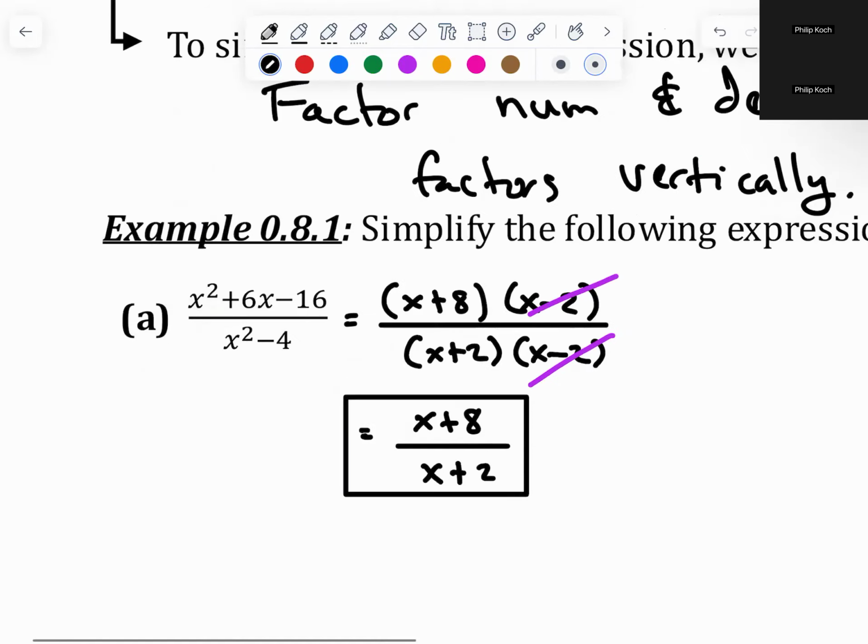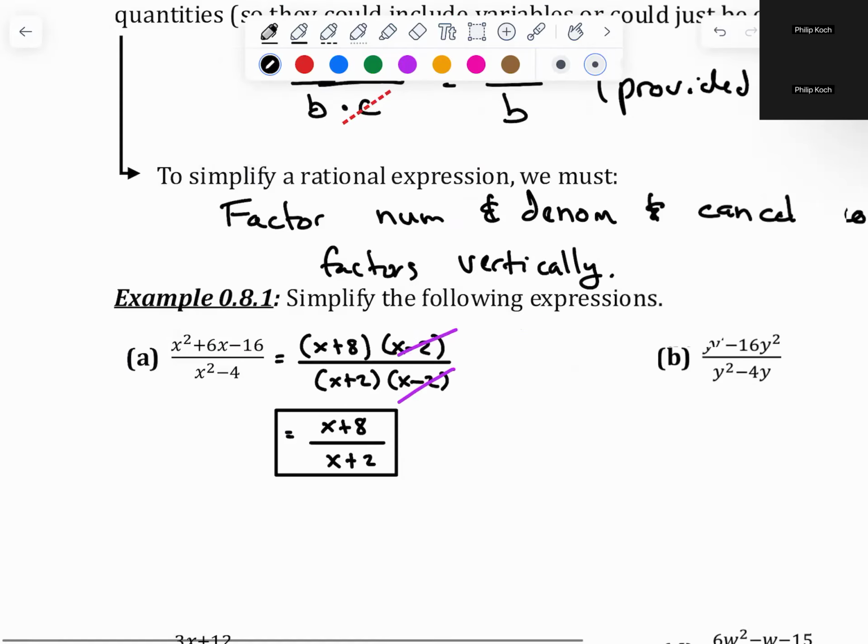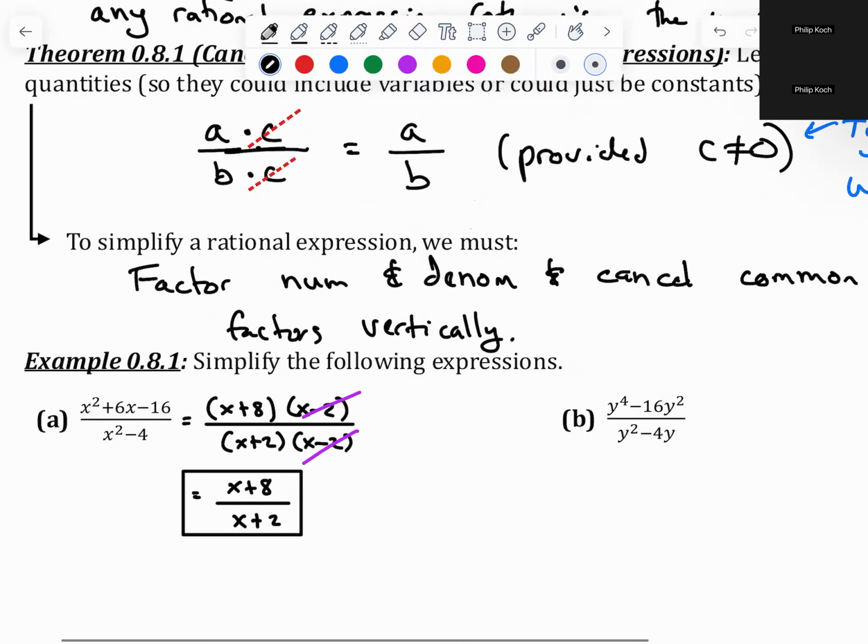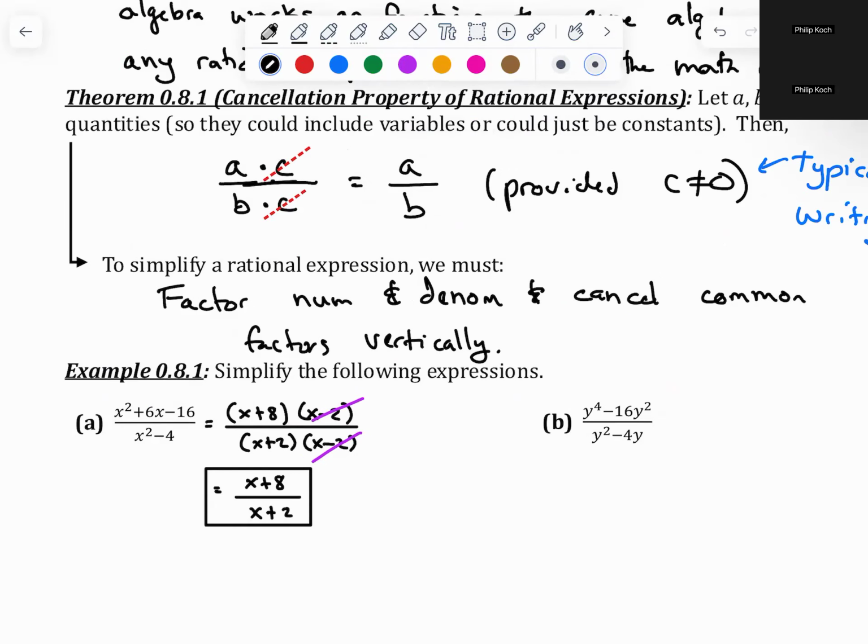Now, as I said above, I should technically say provided that x minus 2 doesn't equal 0. I canceled the C here, quote unquote. The C portion was the x minus 2. So technically speaking, I have to say provided x minus 2 doesn't equal 0, but we typically omit that when we're writing these things, okay?